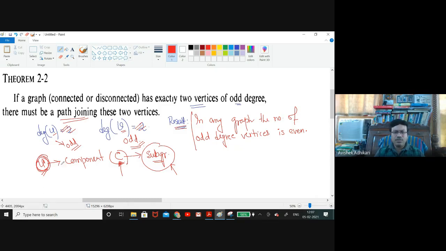But that is not possible, because in any graph, connected or disconnected, there must be an even number of odd degree vertices. So this vertex v must be within C, and if that is within C, there must be a path from u to v. Then we are done. Clear?